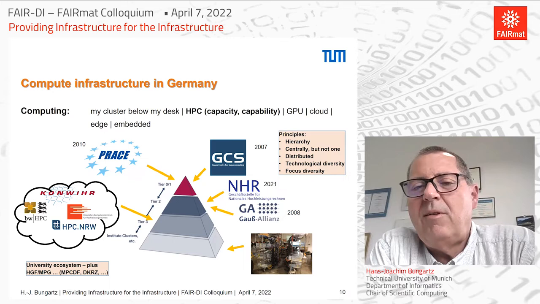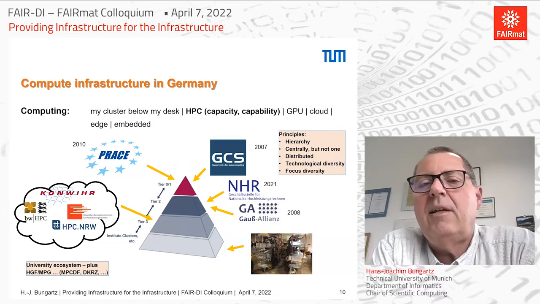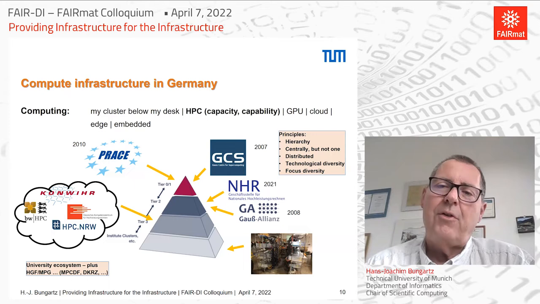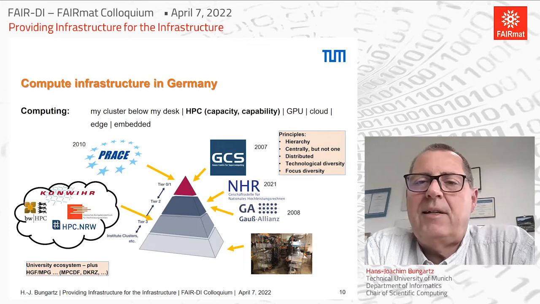Yeah, and I forgot the latest development, which is this NHR, the National High Performance Computing, which is the successor, or the new, also sustainable infrastructure for this tier two. And also there, we have a couple of, eight or so, centers that really provide this kind of service. So there's a central aspect, there's a distributed aspect, there's a hierarchical aspect, and I think this is very nice and very important to describe how such an infrastructure is really placed in a good way.